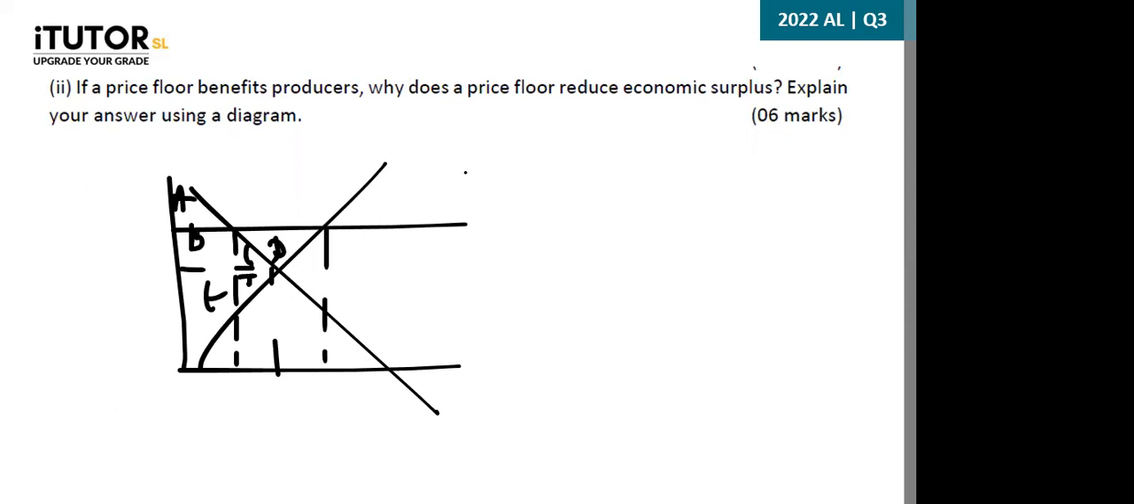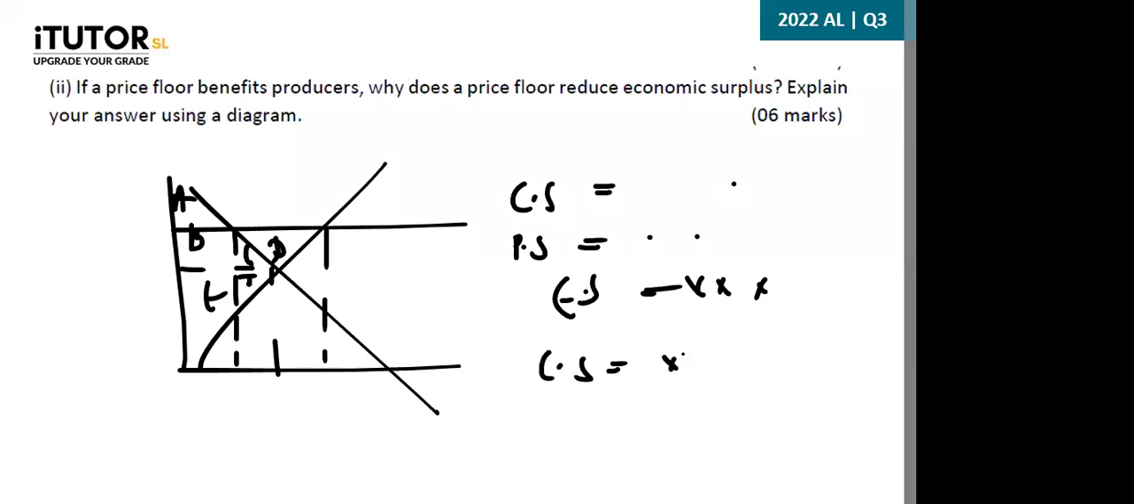You simply say consumer surplus before is these letters. Producer surplus before is these letters. Therefore, economic surplus is this and this and this. Then now after the price floor, consumer surplus is this and this. Producer surplus is this and this, right? Now for this, you refer to your theory notes, guys. I'm not going to dictate the answer.